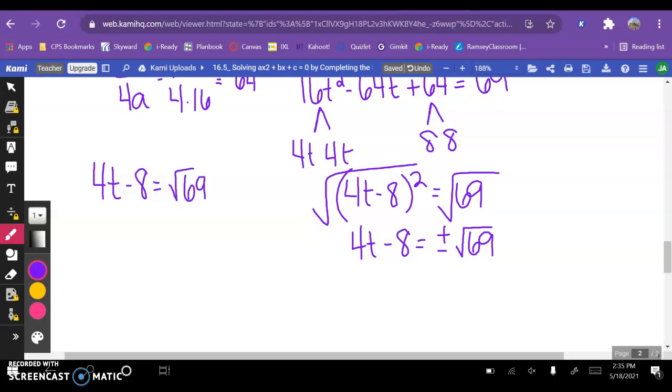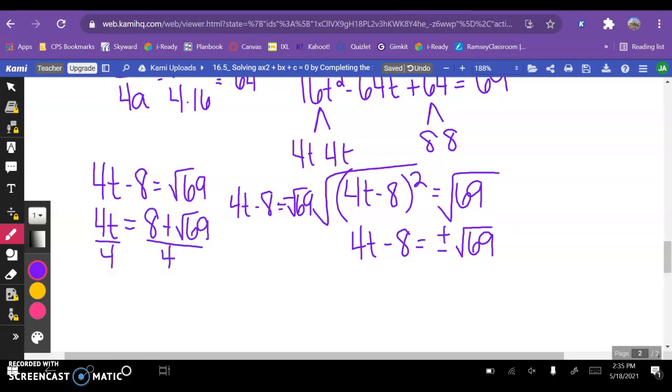Positive, and I'm running out of room here, negative square root here. We're going to add 8 to both sides, so it's going to turn into 4t equals 8 plus square root of 69. And then we have to divide everything by 4. So t equals 8 plus the square root of 69, all divided by 4.